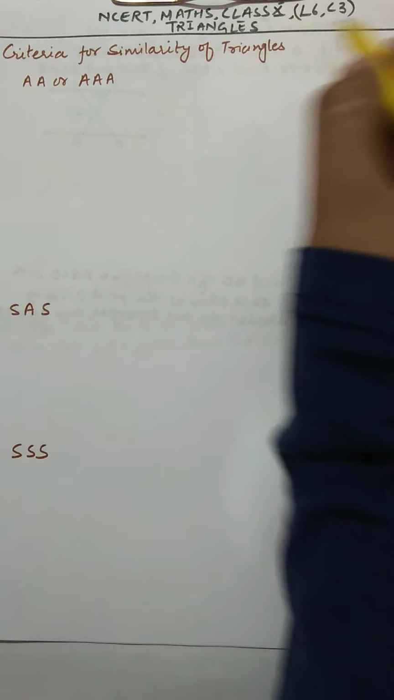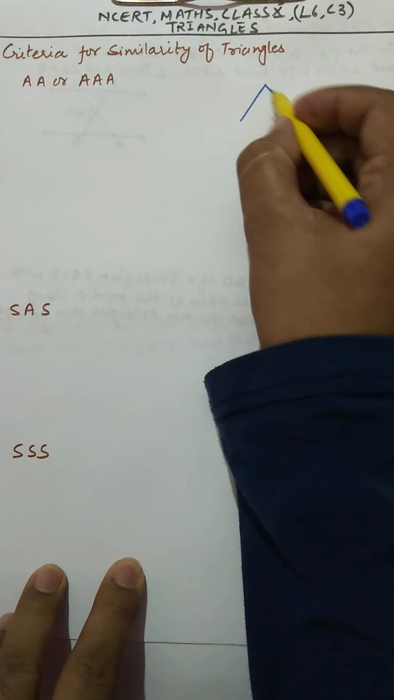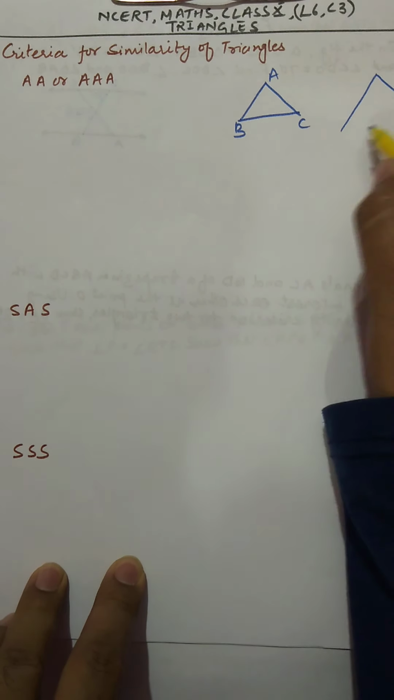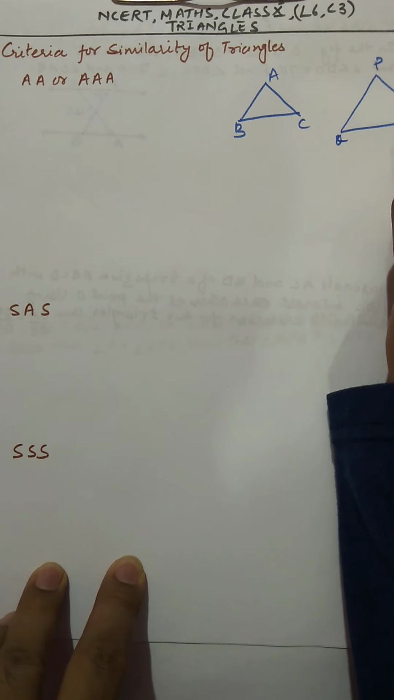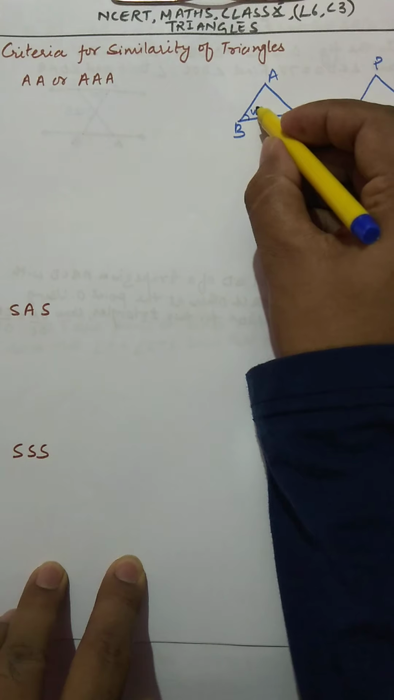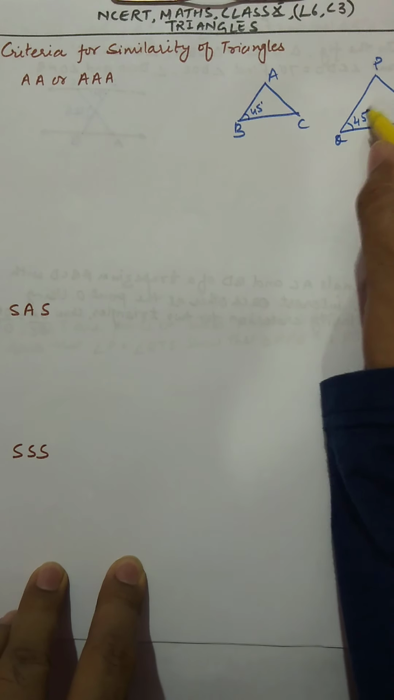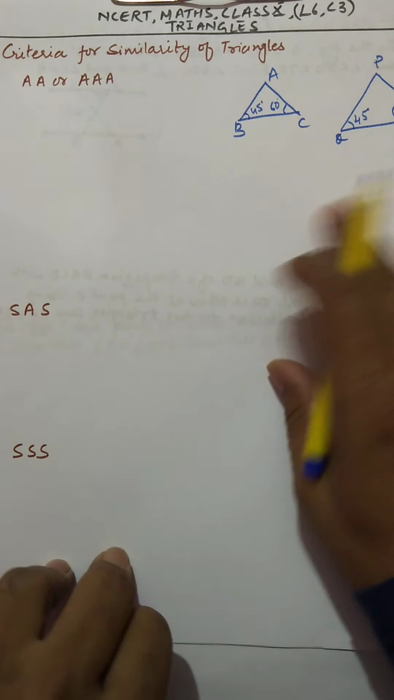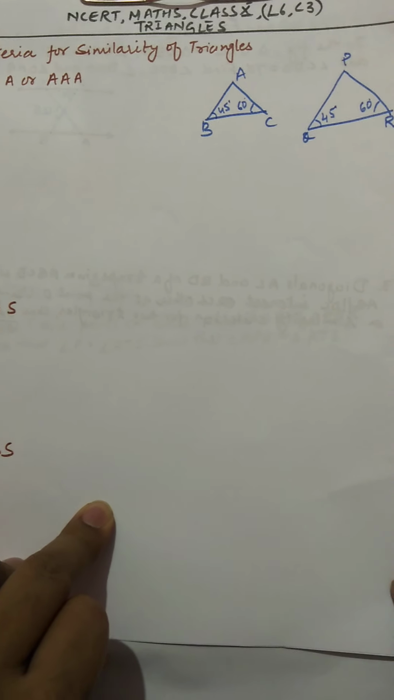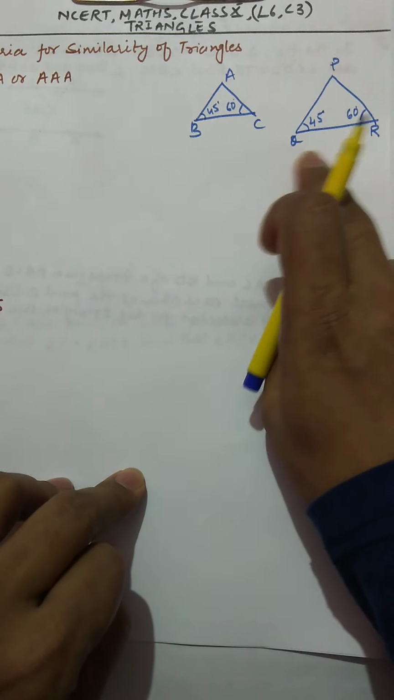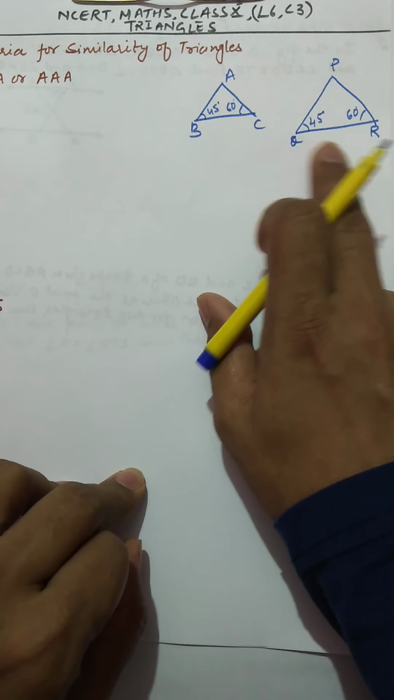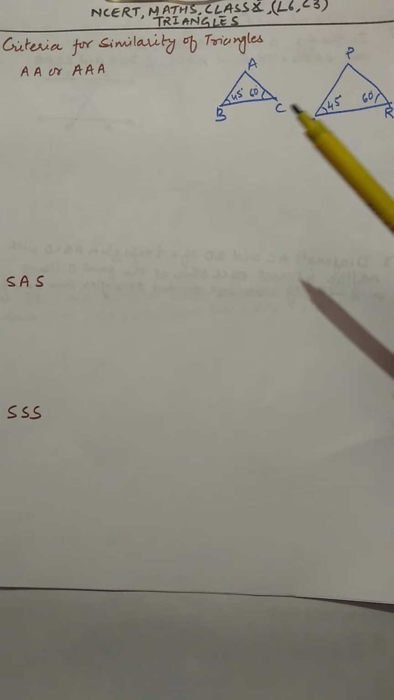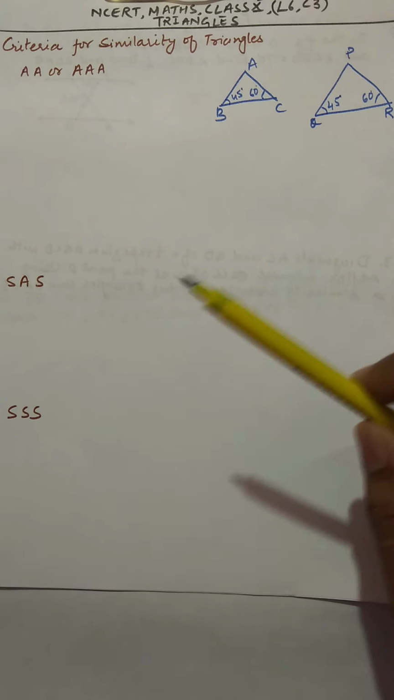If I draw a triangle, let's say this is my ABC, and there is another triangle, let's say this is PQR, and if this angle is 45 degrees, this is also 45 degrees, and this is 60 degrees and this is also 60 degrees. So we have these two triangles, triangle ABC and triangle PQR, and they have angle B equal to 45 and angle Q equal to 45 degrees, angle C equal to 60 degrees, and angle R is also 60 degrees.